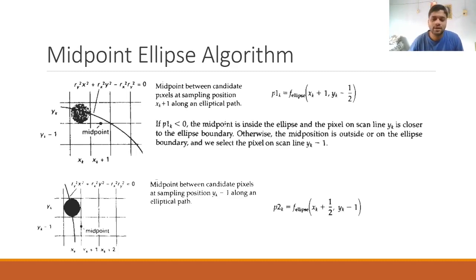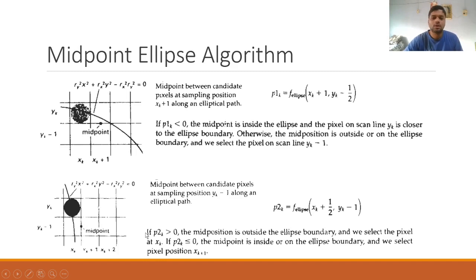So P2K is typically given as the function of the ellipse at xk plus half, that is the vertical line xk plus half, comma yk minus 1. So this is the horizontal line yk minus 1. Now if this value is greater than 0, the mid position is outside the ellipse boundary and we select the pixel at xk.